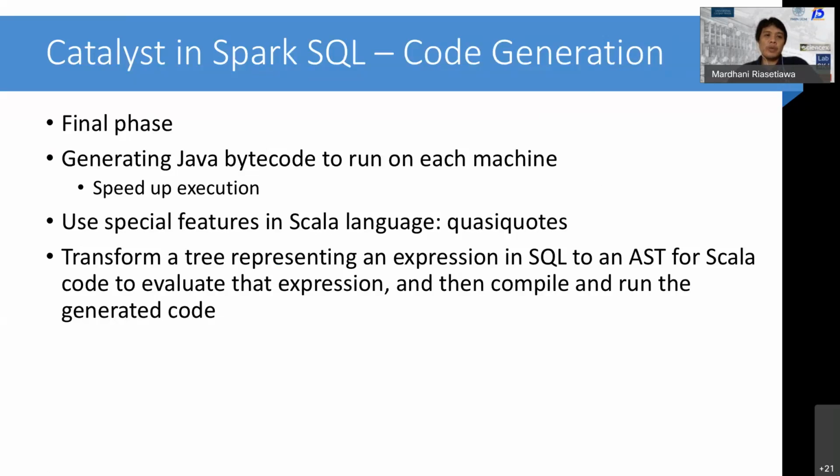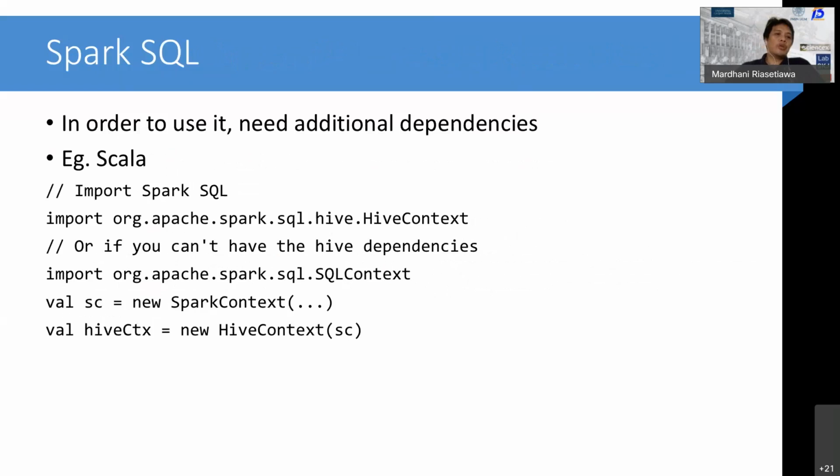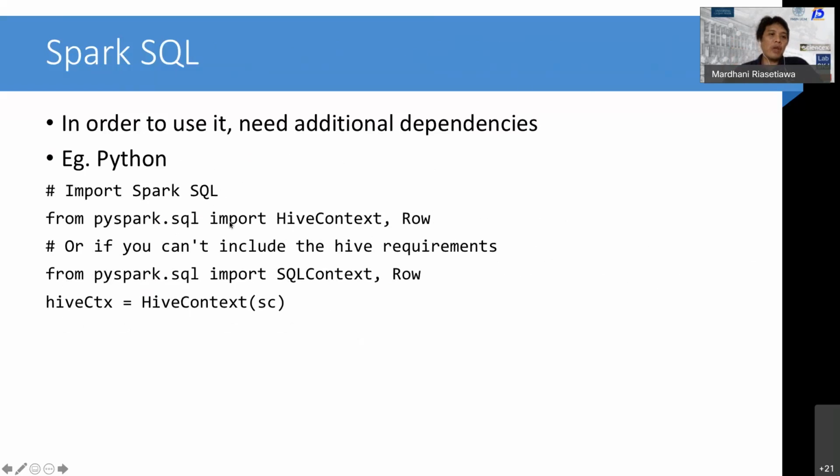Of course, code generation is very important because this is the final pass that will have a big impact on the rest of the process. In order to use it, we need additional dependencies. So in here you can see that for every data source, we need to import Spark SQL itself, and then we can run. This is an example in Scala. But for Python, we also need PySpark to import from. So this is very compatible.